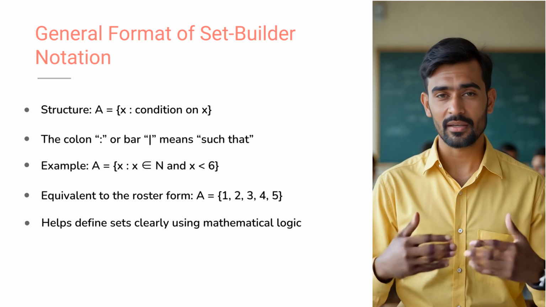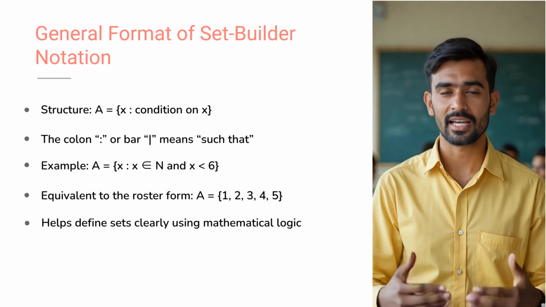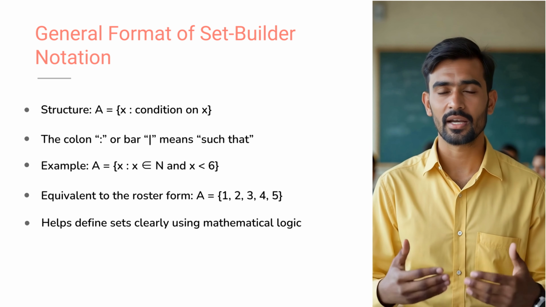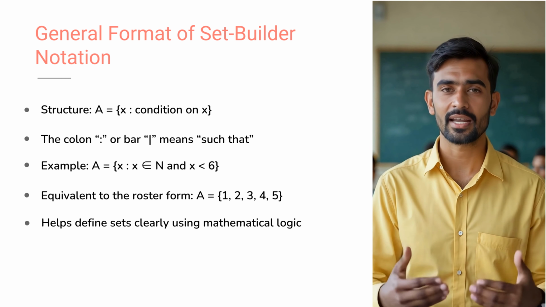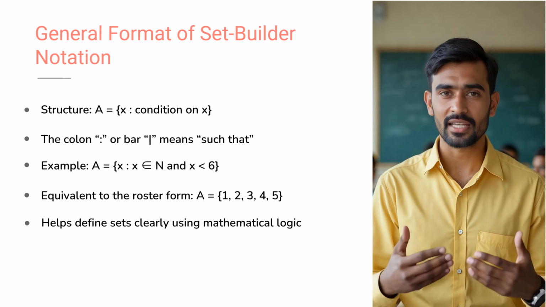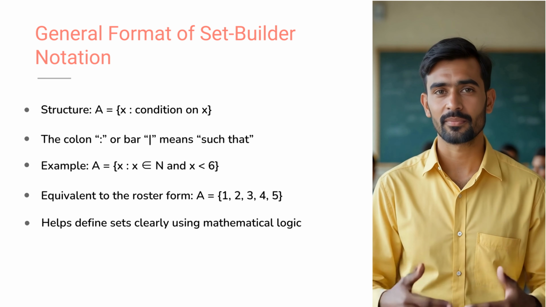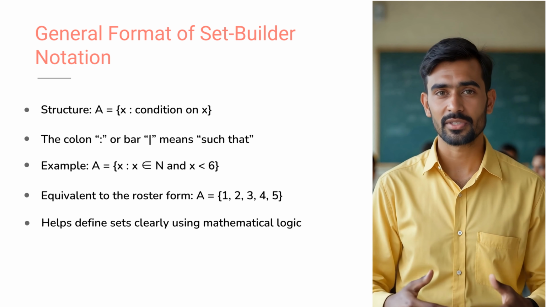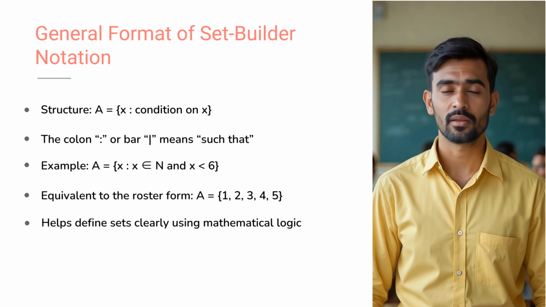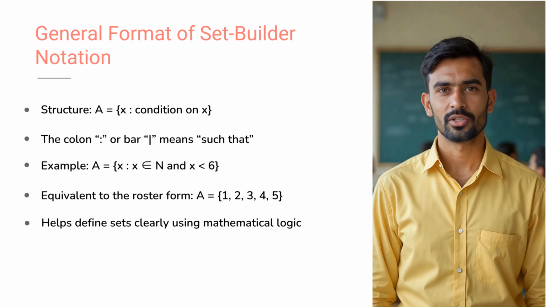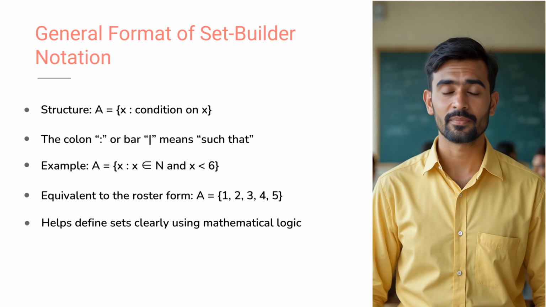For example, the set of all natural numbers less than 6 can be written as A equals braces x such that x belongs to natural numbers and x is less than 6. This describes the same set as braces 1, 2, 3, 4, 5, but through a rule instead of a list.